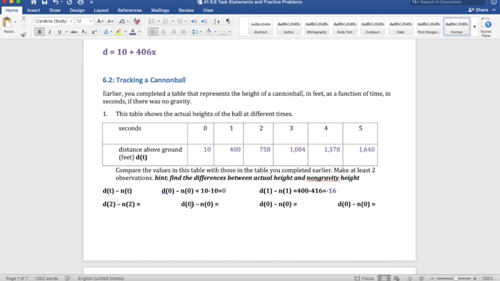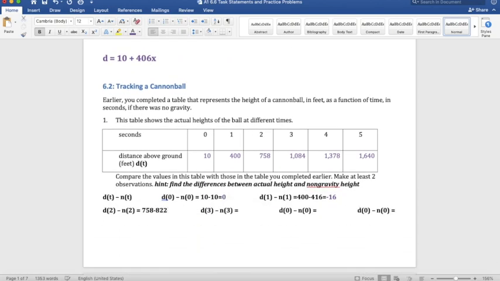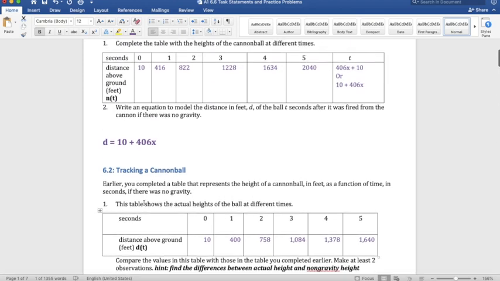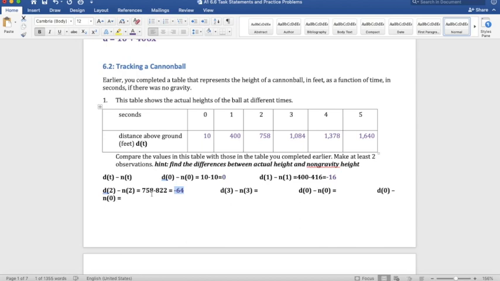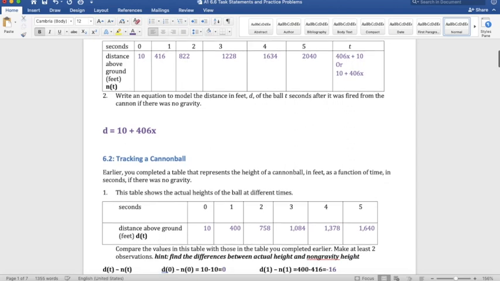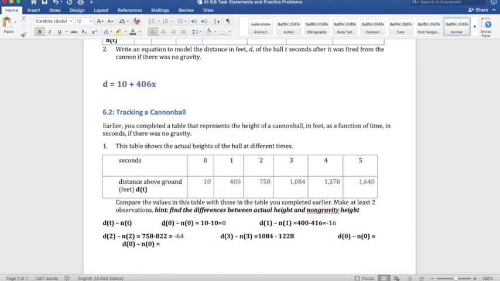So the difference at 2 feet is 758 minus 822, and that gives us negative 64. Sorry, negative 64. I saw 8 minus 2 and thought it was 6. Okay, 758 minus 822 gives us negative 64. And then D of 3 minus N of 3, so 1,084 minus 1,228, that gets us negative 144, let's see, 16, and then 128, that gets us 144, yes, good.